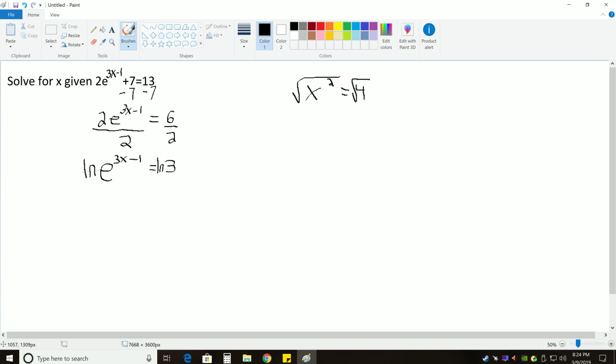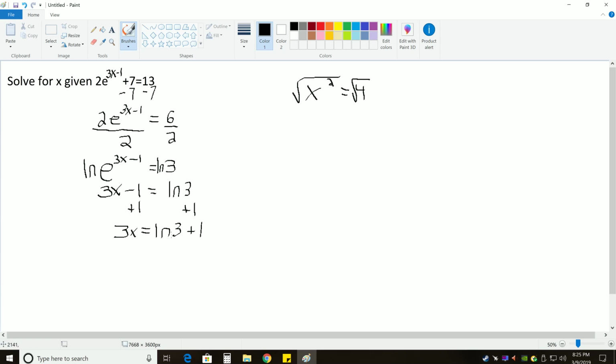And when we do this, the natural log and the e are inverses. They're going to cancel out, leaving us with just this exponent. So we have 3x - 1 = ln(3). Now we can solve for x as if this were just a normal equation. We're going to add 1 to each side to start getting x by itself, which gives us 3x = ln(3) + 1.